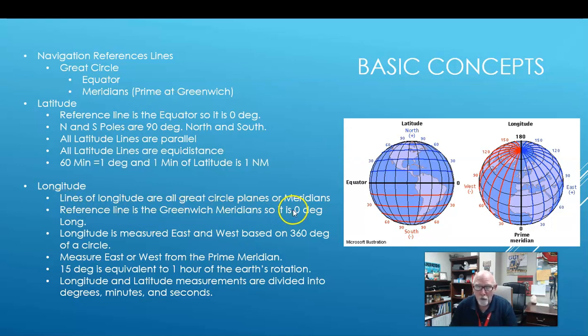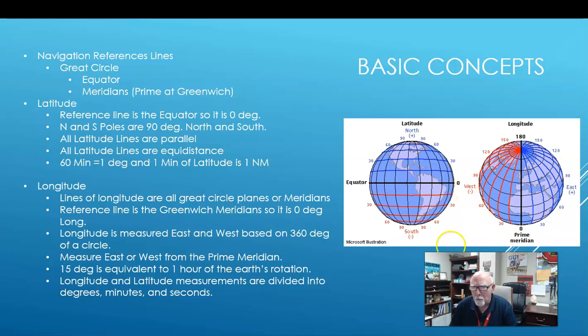Longitude lines are all great circles. They're called meridians. The reference line goes through the Greenwich Observatory in England. You can see it right here. And you go east or you go west 180 degrees, which is basically halfway around the world. It's measured east and west from the prime meridian.